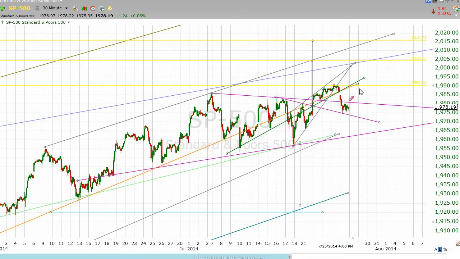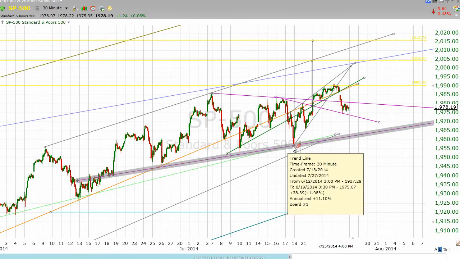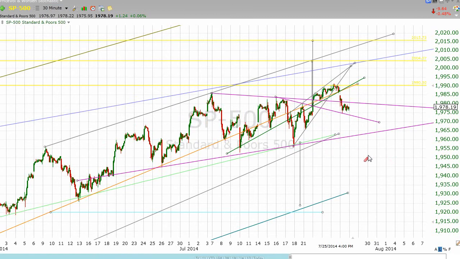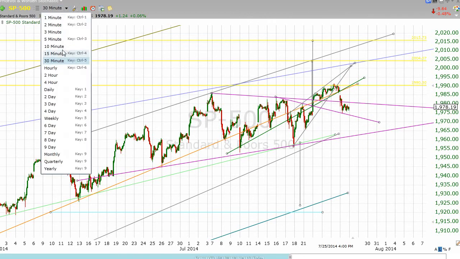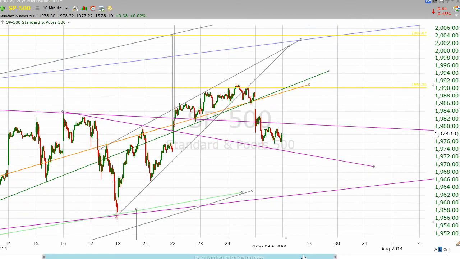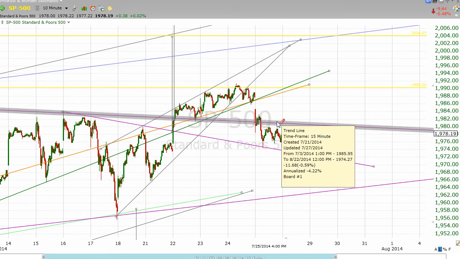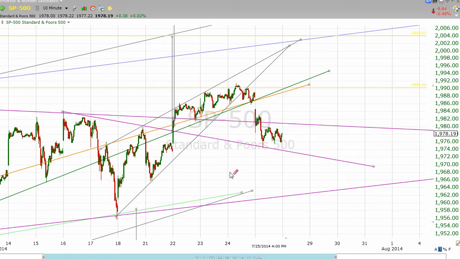Obviously, the market had 1990 in mind. It made that target. The move to that level from that low at around 1957 or so was in the form of a rising wedge. That wedge did break down. Really the only surprise in the week, if there was a surprise, was the fact that this line right here did not hold. Really, that's about it.